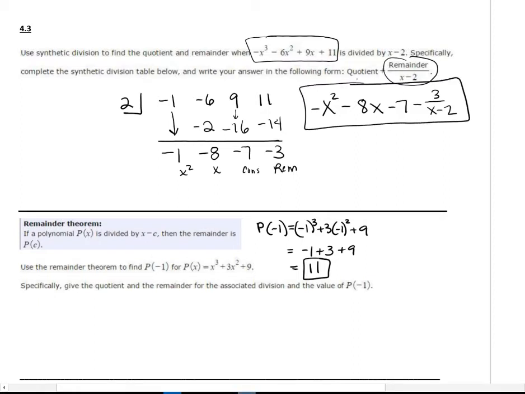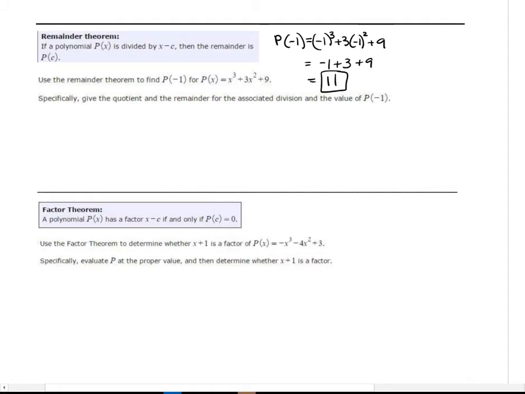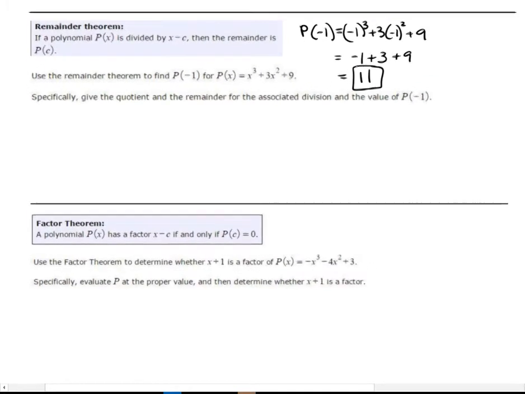And we'll use synthetic division in a lot of the processes on this page. Next we have what's called the remainder theorem. It says if I have a polynomial p of x, and it's divided by x minus c, then the remainder is p at c. So x minus whatever number this is, it's going to give me p at c. I've shown you here p at negative 1. Typically we would substitute in negative 1. If I did that, I would get 11.